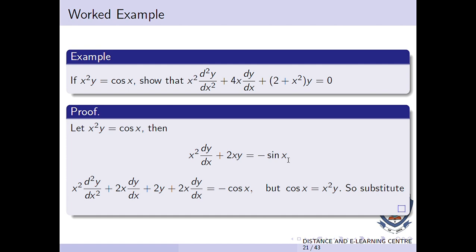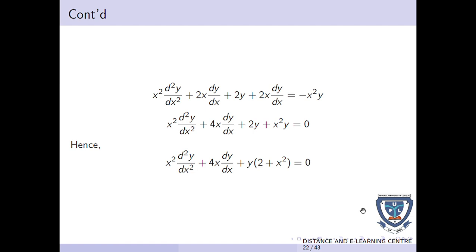which is given. Then differentiating the first time, you're going to have this, and differentiating again the second time, you're going to have this. But cos x is equal to x squared y, so substitute, you're going to have what we have on the board. Then when you simplify, you get back the original question. Therefore, x squared d²y/dx² plus 4x dy/dx plus y(2 plus x squared) is equal to 0, and we have shown that.